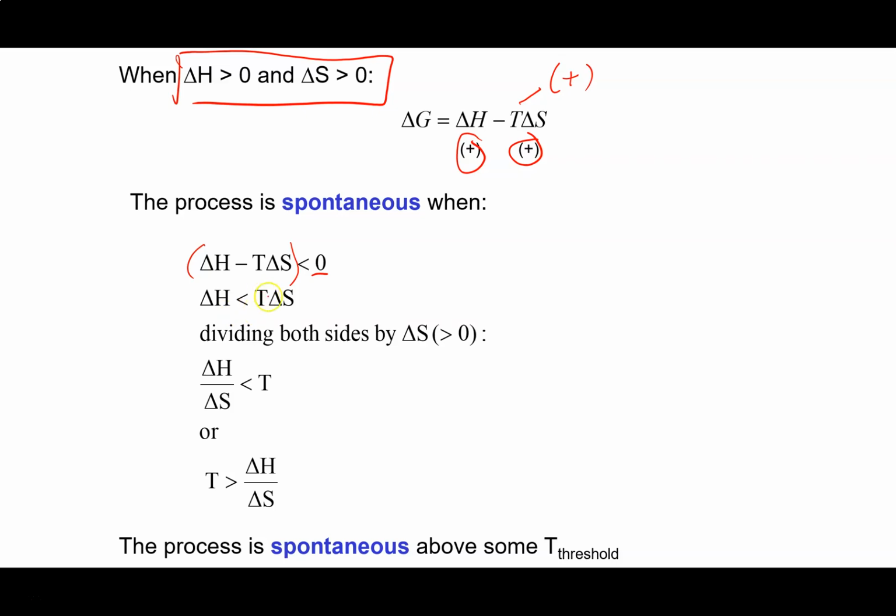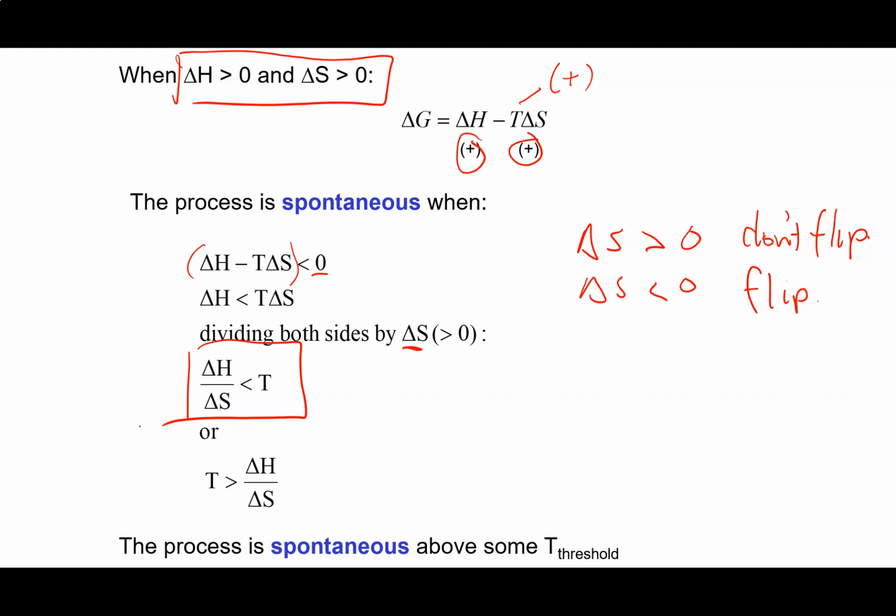Now I'm going to divide both sides by delta S, and you'll see what happens. Now remember, with an inequality, if you divide by a quantity that is greater than 0, you don't flip the sign of the inequality. So don't flip. But if what you're multiplying or dividing by is less than 0, you have to flip the direction of your inequality. Remember that from your elementary algebra class. In this case, no need to flip because delta S is greater than 0. So just divide both sides by delta S.